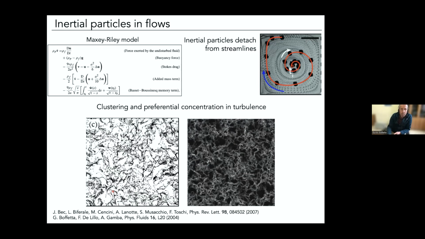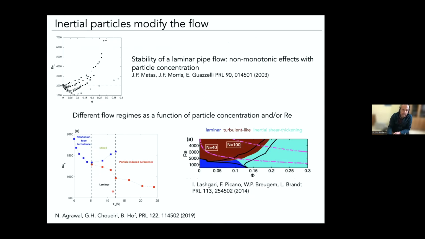And when the concentration of particles is not too small, they start to have an effect on the flow. So inertial particles can modify the flow. There are a lot of studies, of course, on this problem. I just want to make a general statement that the phenomenology is quite complicated and rich. For example, in the case of laminar pipe flow, there is an old experimental work by the Guazzelli group. They can change the stability of the laminar pipe flow with a non-monotonic effect.